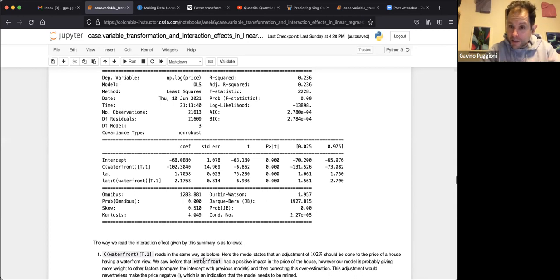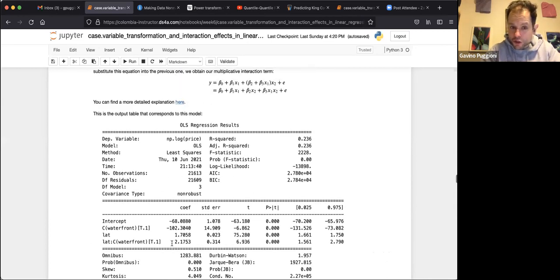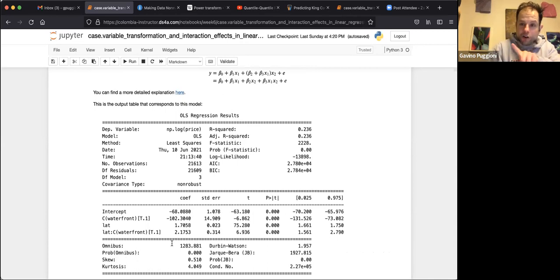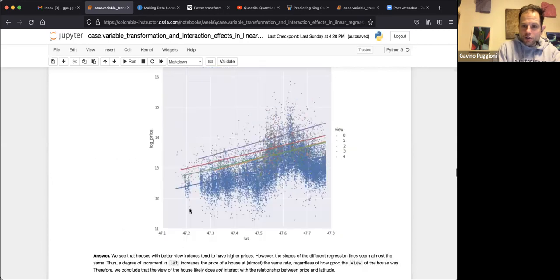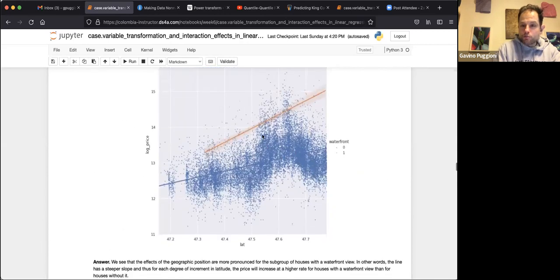Now, keep in mind that this is a simplified model because it does not include all the other predictors. But we can also see here that the slope is 1.7, and the difference between the slope for the waterfront group and the non-waterfront group is 2.1. So this line has a slope of over 3, right?